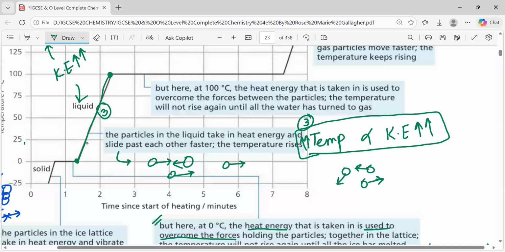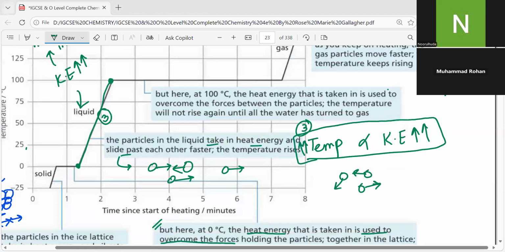If the particles in the liquid take in heat energy and slide past... Can you hear me? Hello. What happened? Hello. Hello. Yes, am I audible? I was asking you, in the liquid... Sorry, can you... What?